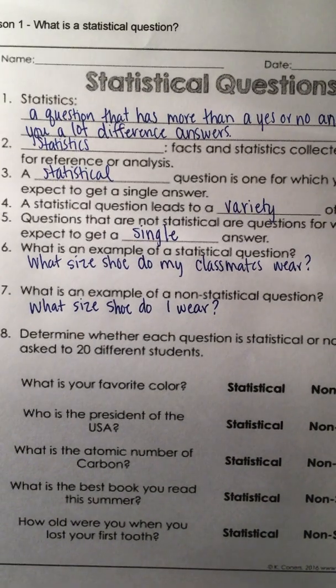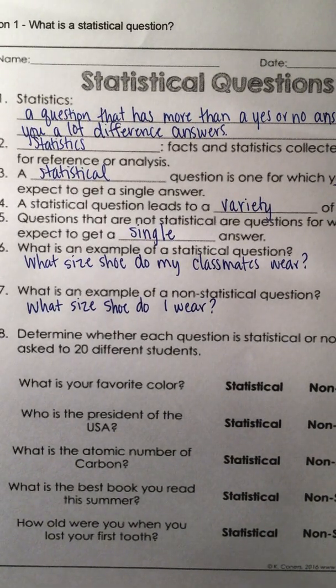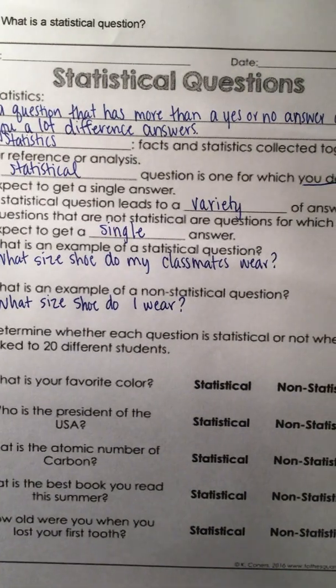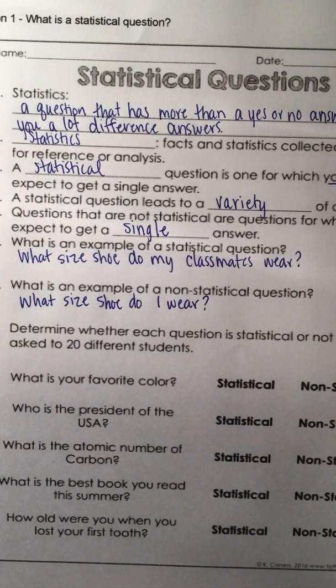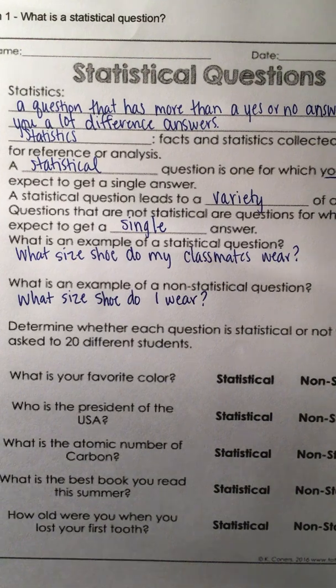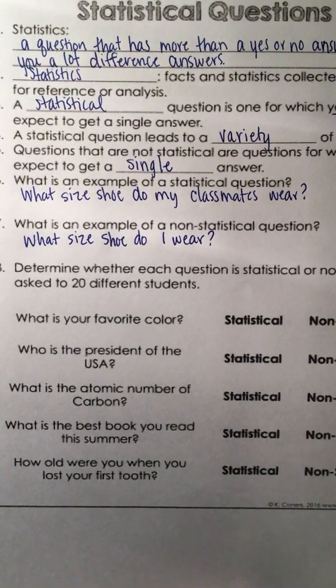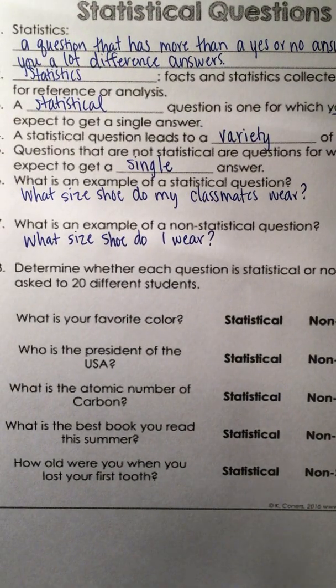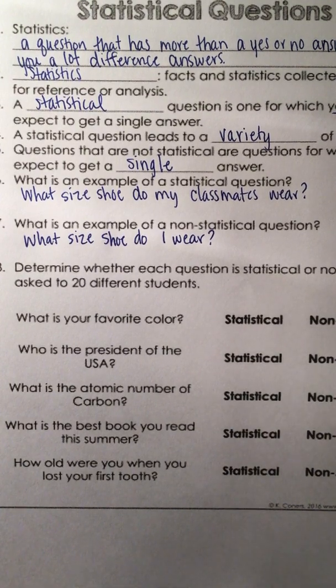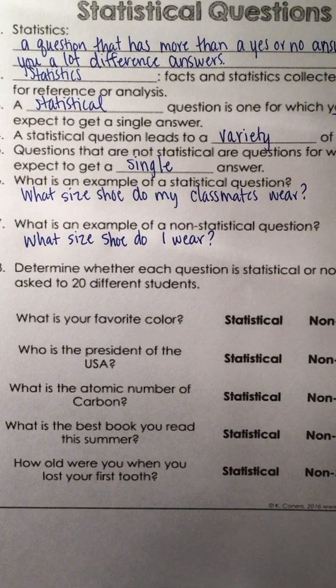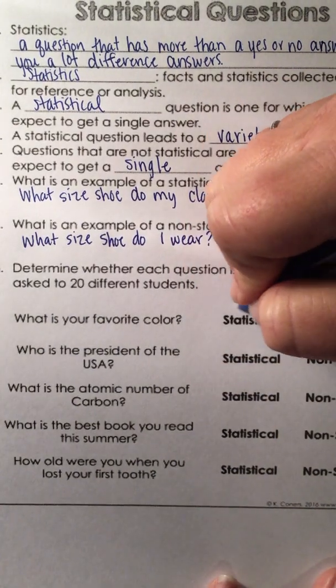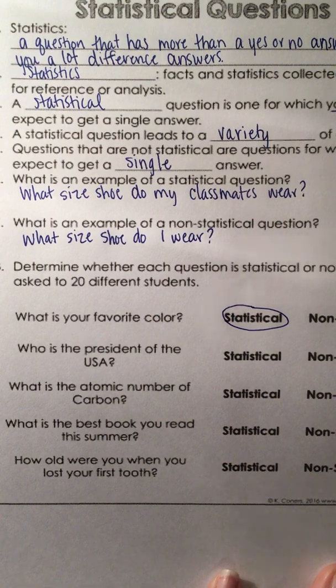So with number 8, it says determine whether each question is statistical or not when asked to 20 different students. So remember, we have to think about, we're asking 20 different people, and are we going to get the same answer or similar answers, or are we going to get a variety of different answers? All right, so what is your favorite color? The chances of all 20 people liking the same color is very slim. So that would make this a statistical question.